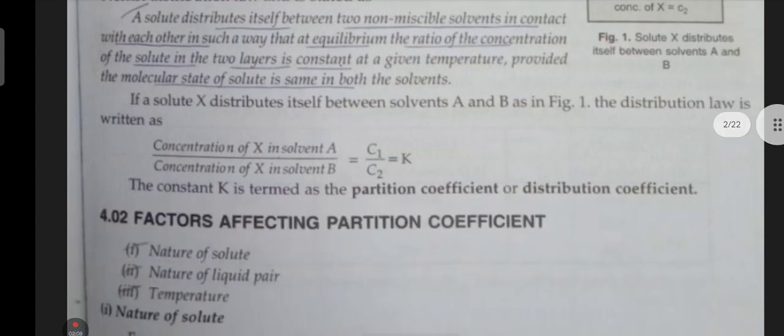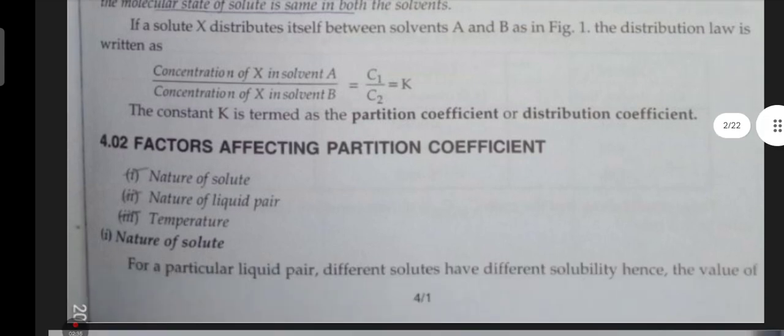If a solute X distributes itself between solvents A and B, the distribution law is written as concentration of X in solvent A upon concentration of X in solvent B, which is equal to C1 upon C2, is equal to K. Here the constant K is termed as partition coefficient or distribution coefficient.